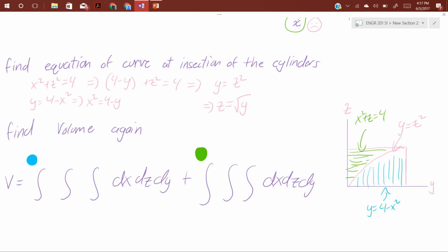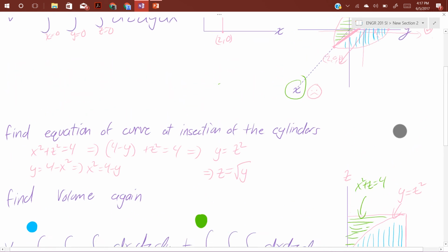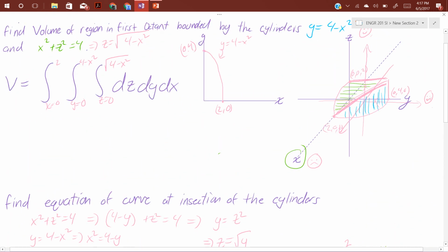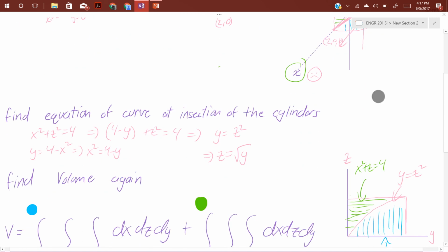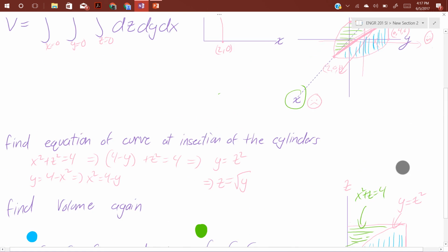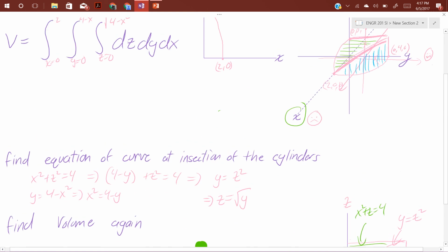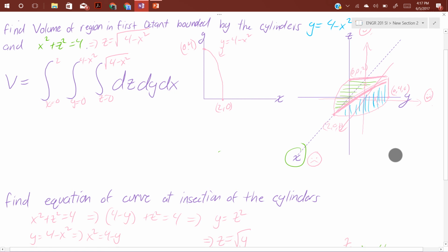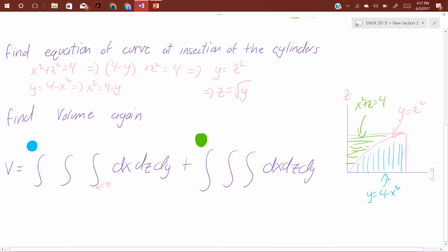So looking at the blue one, I'll do dx first. We have to come back up here to see it. So we're going to start at x equal to 0 because we're hitting that zy plane. Then when we're coming out, we're hitting the blue plane. So when we're hitting this blue plane, we're actually hitting y equal to 4 minus x squared. So we can rewrite y equal to 4 minus x squared as x equals the square root of 4 minus y.